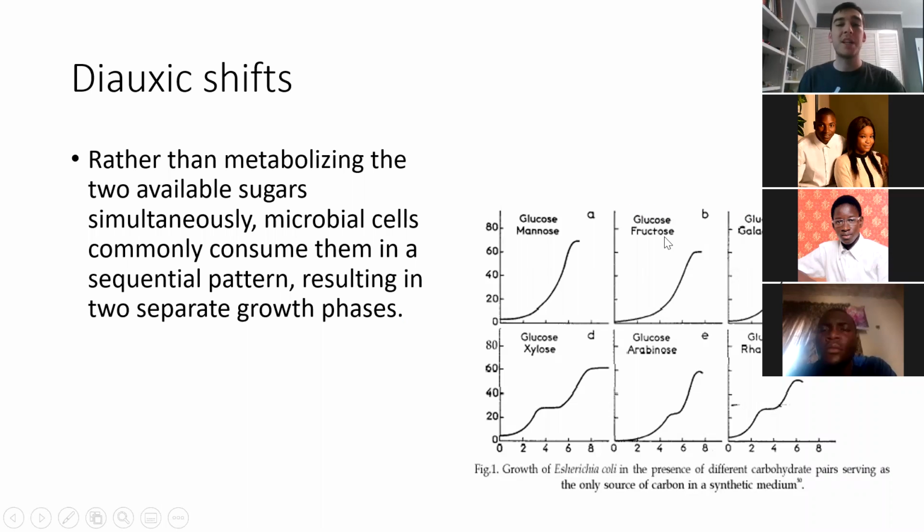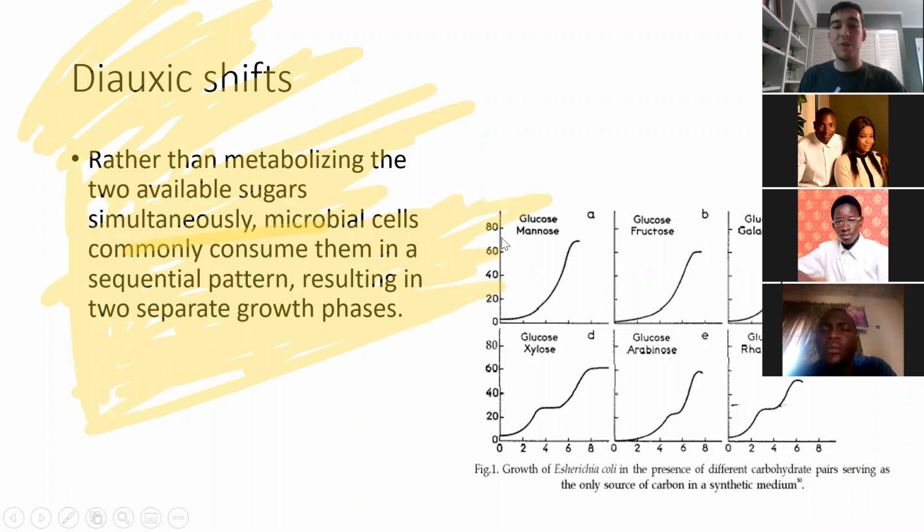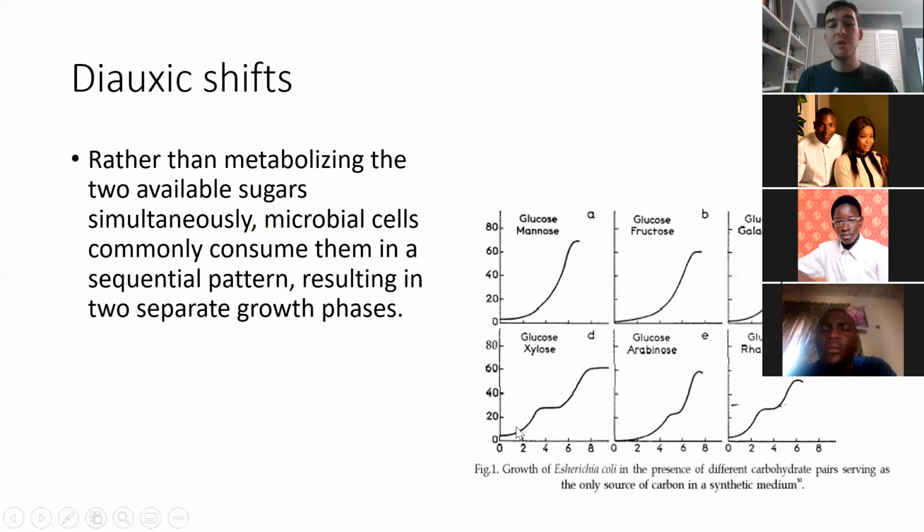What you might expect, if I'm a person and I have a plate of food in front of me, is that I might just eat it all at once in no particular order. But what's interesting about microbes is that they will actually focus on one carbon source before moving on to another. For example, you can see in these growth curves, if we're growing on glucose and xylose, we have the growing on glucose, then it stops, and then the growing on xylose.